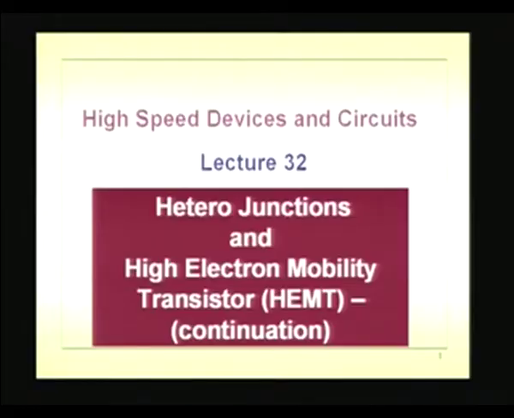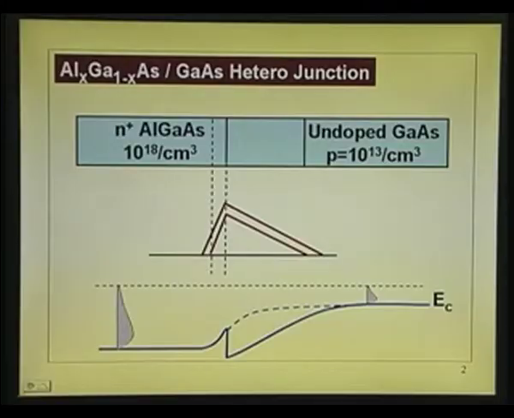We were discussing the GaAs-GaAs heterojunction with one side very heavily doped, 10^18 or above. In fact, we will see what is the upper limit on this later on when we make the FET. And this is undoped, meaning not intentionally doped, 10^13 per centimeter cube p type.